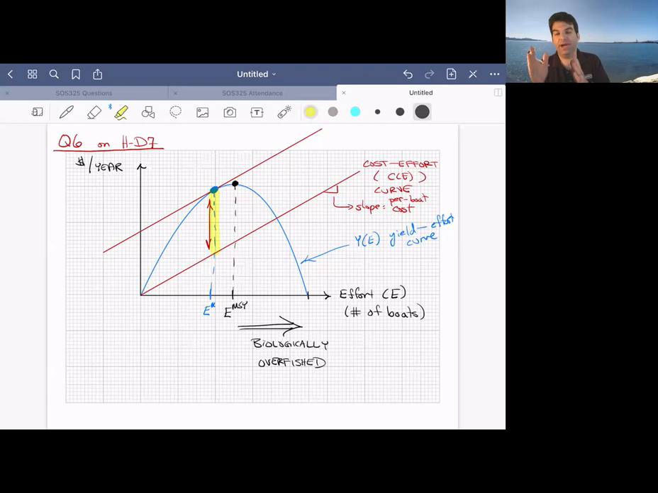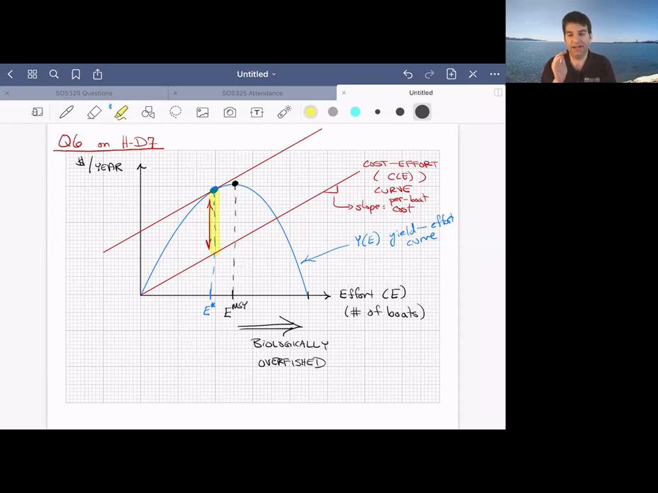If I were to add a little bit more effort, that highlighted segment would get smaller. If I were to take away a little effort, that highlighted segment would get smaller. So that is the maximal distance between the benefit and the cost, the maximal rent, if you want to view it that way. So we get the max rent out of that by doing it there.